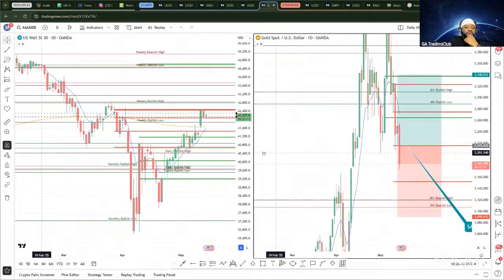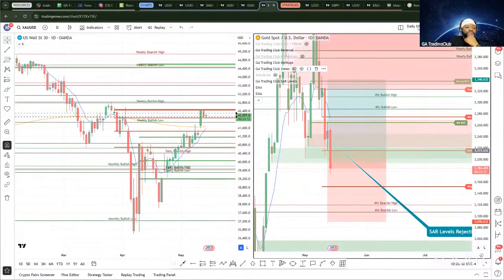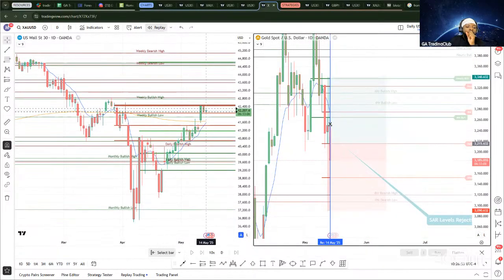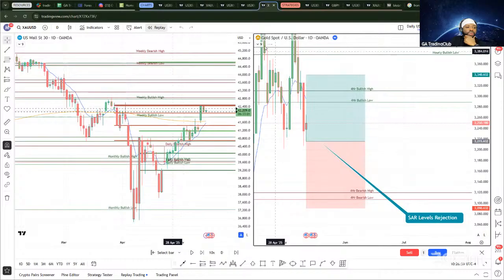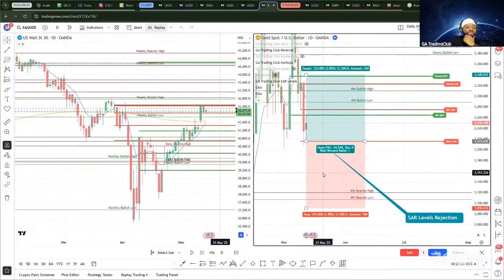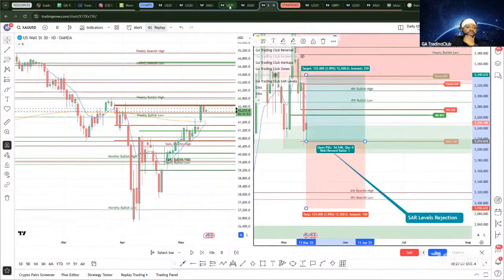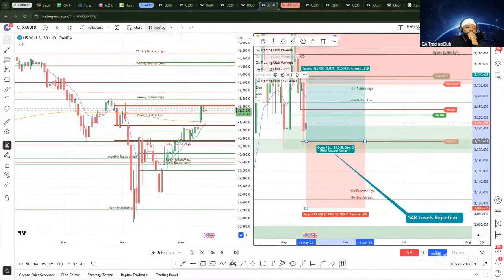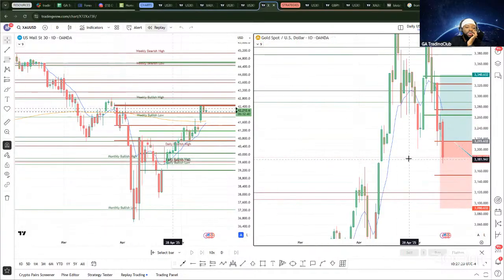Yesterday, let's see. Okay, so gold, remember yesterday when we talked about this gold SAR levels rejection entry that is ongoing. You would, however, have needed a 150, $125 TP and stop loss for gold. But for me, the maximum TP and stop loss I like for gold is 50 dollars. Either way, this trade would be in drawdown.